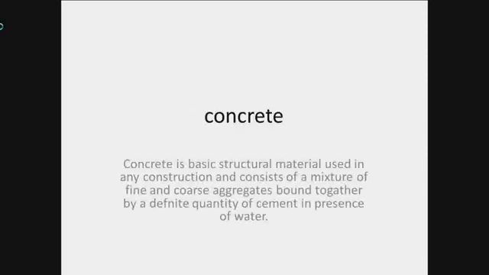Now cement is used in the basic construction material called concrete. Concrete is a basic structural material used in any construction and consists of a mixture of fine and coarse aggregates bound together by a definite quantity of cement in the presence of water. Concrete is an important construction material and its importance is increasing day by day. It is basically a composite material consisting of binding material, which is essentially cement, inert filler material known as aggregates, and water. Cement concrete can be prepared by mixing the above ingredients in a fixed proportion.